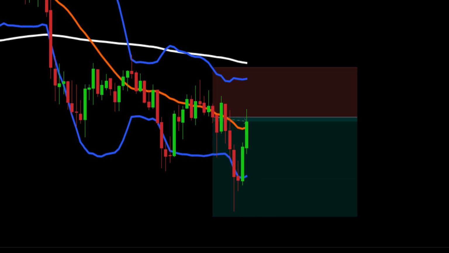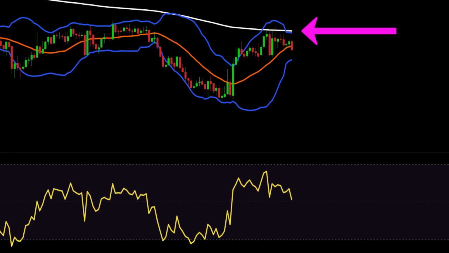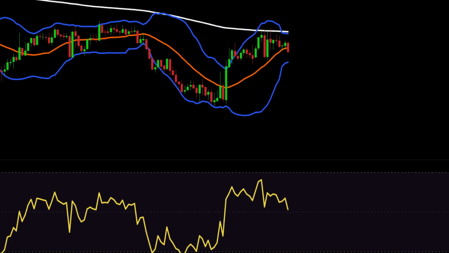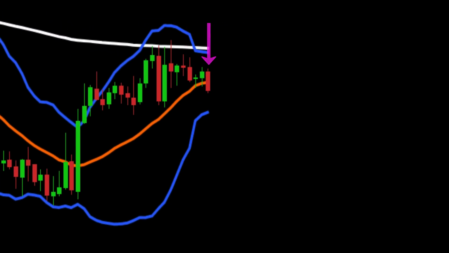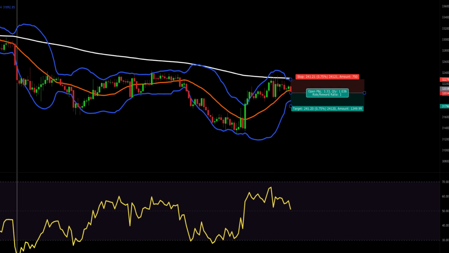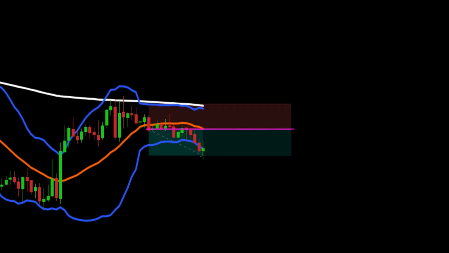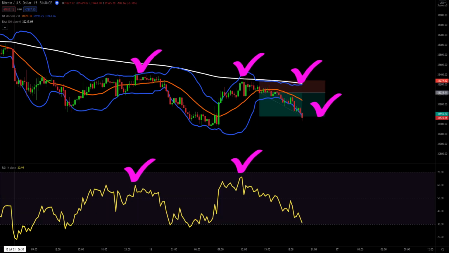I'm going to show you one more quick short example. Price is below the 200 EMA. We have hidden bearish divergence on the RSI, a lower high on price and a higher high on the RSI. And then we have a close below the Bollinger Band Basis Line in orange. This is our trigger candle. We target 1-to-1 for the first half of our position. When target 1 is hit, we move the stop to break even. And this one hits our 2-to-1 second target.